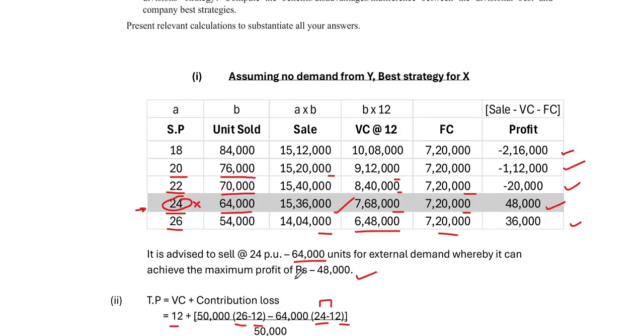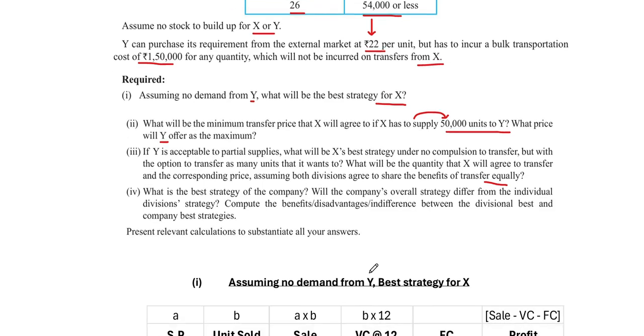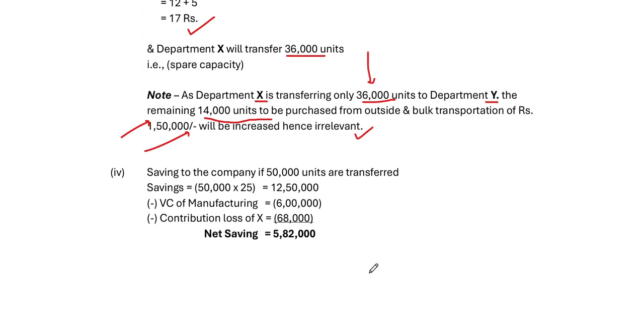Now coming to the final part. What is the best strategy of the company? Will the company's overall strategy differ from the individual division's strategy? Compute the benefits, disadvantages, and indifference between the divisional best and company best strategy. So here we need to calculate the overall company's profit, which will be the best company strategy. Present value calculations to substantiate all your answers. So coming to the final part.